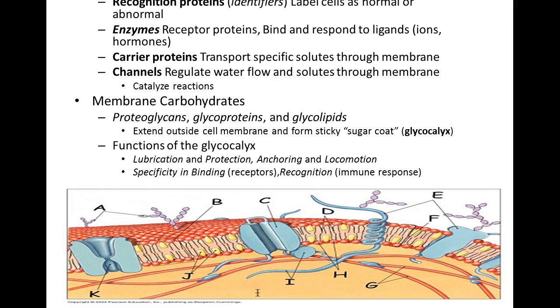In terms of carrier proteins, just like the word says, it's going to transport something through the membrane, as well as channels transport through the membrane. These are important that you get these down in your head, different types of proteins you find in the membrane, because they're more fleshed out in their function as you learn more about anatomy.